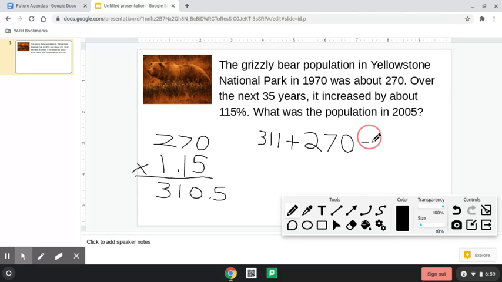We have a 1, and then 7 plus 1 makes 8. 2 plus 3 makes 5. So we end up with 581. Don't forget the units at the end. Bears.